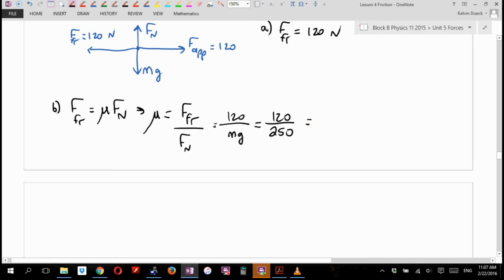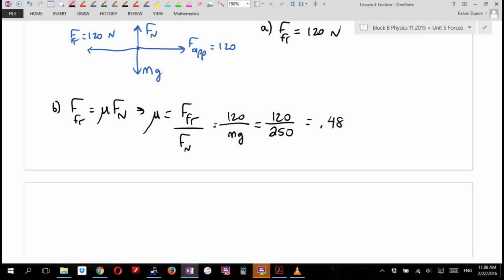In other words, what's mu? I don't know. What's mu with you? Sam, what'd you get? 0.48? 0.48 what? What are the units for the coefficient of friction? It's a trick question. Rob? There is none.